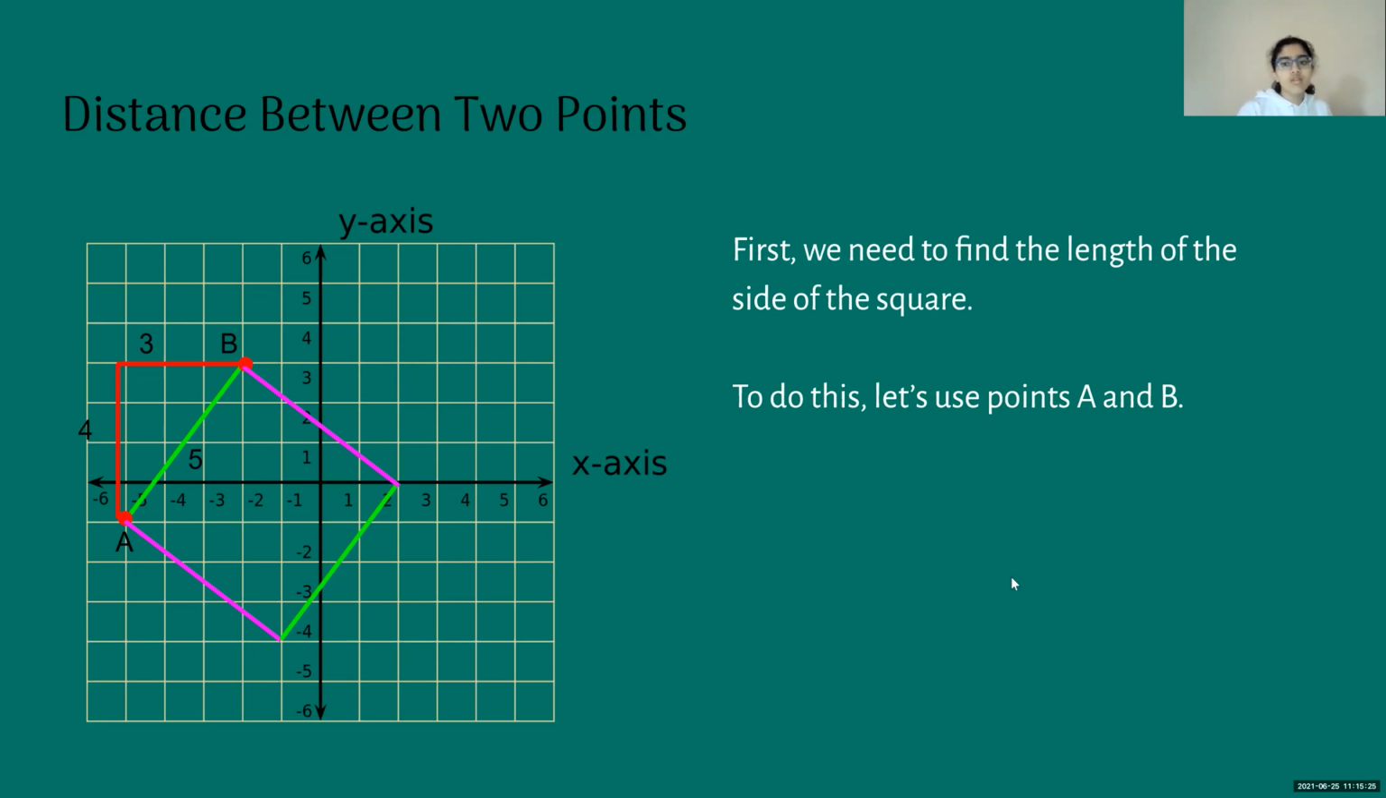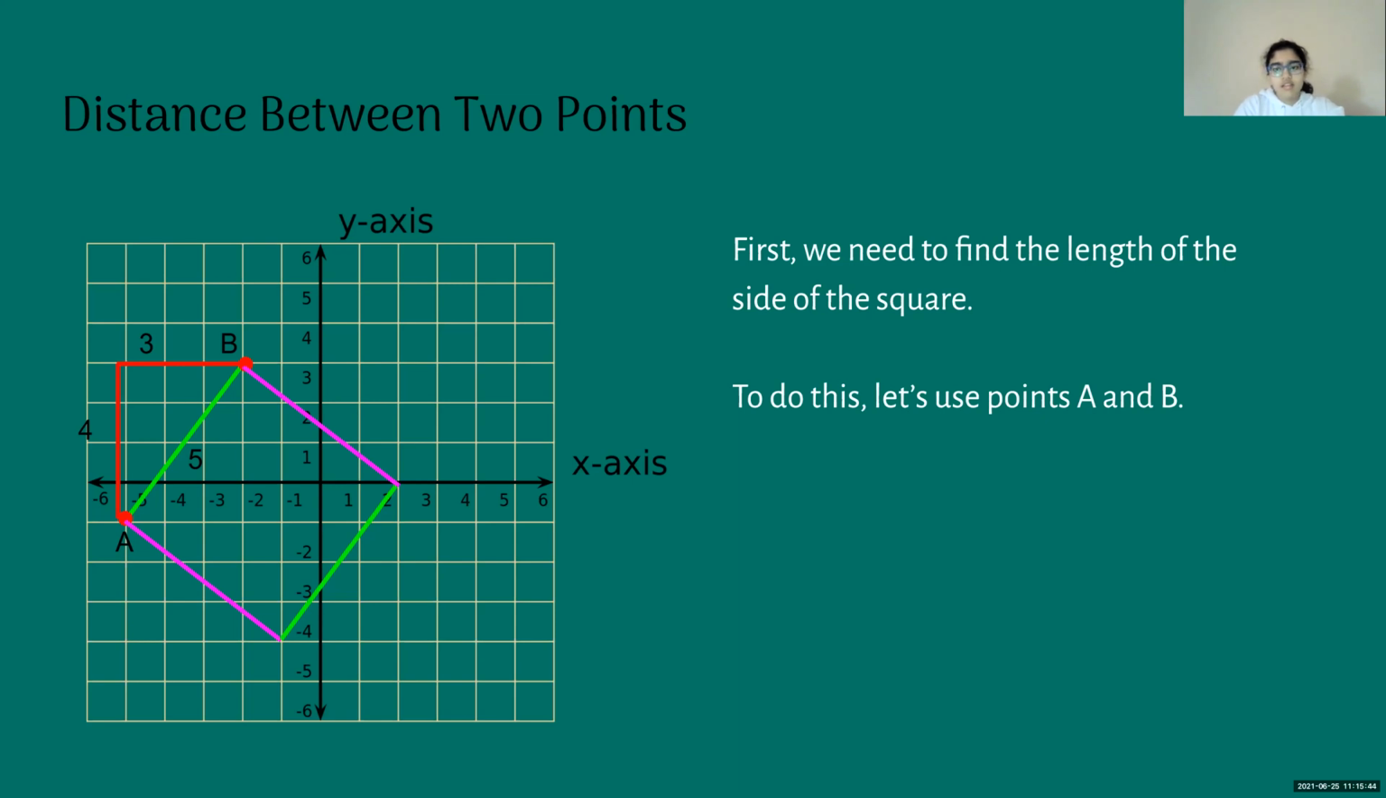for the side length. And then we're told that this is a square. So that means that all the sides have the same length. So we just do 5 times 4. So what would the answer be? Yeah, the answer would be 20. So good job to everyone who answered.